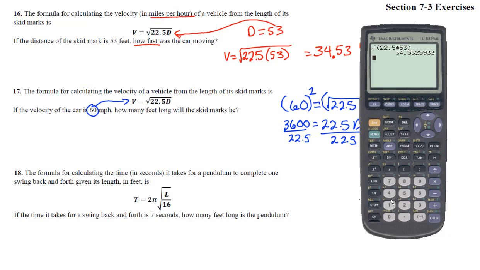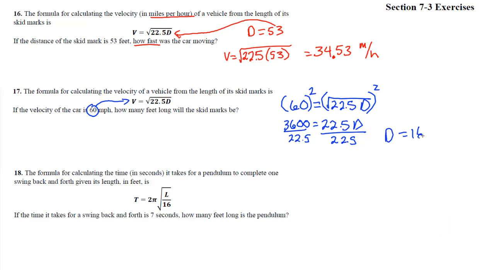What is that? 3,600 divided by 22.5, and we get 160. Oh, that came out weird. Let me see. Yeah, length of its skid marks, so it must be feet, 160 feet.